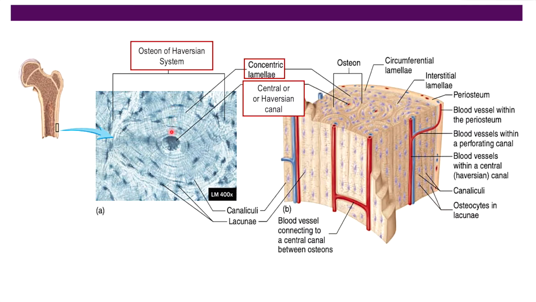The lamellae are circular plates of mineralized extracellular matrix with increasing diameter. Between these concentric lamellae are small spaces called lacunae, meaning little lakes, which contain osteocytes. Radiating outward from the lacunae are these tiny canals called canaliculi that are filled with extracellular fluid. Inside the canaliculi are these mature bone cells or osteocytes. As seen here, the canaliculi connect lacunae with one another and with the central canals.